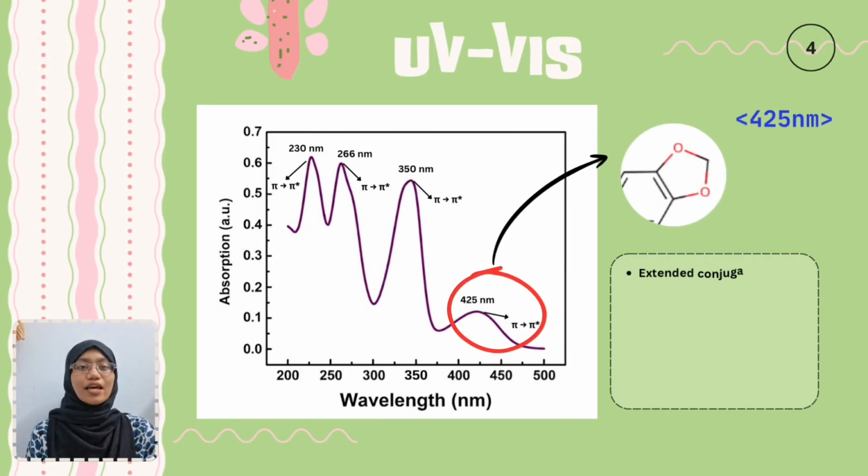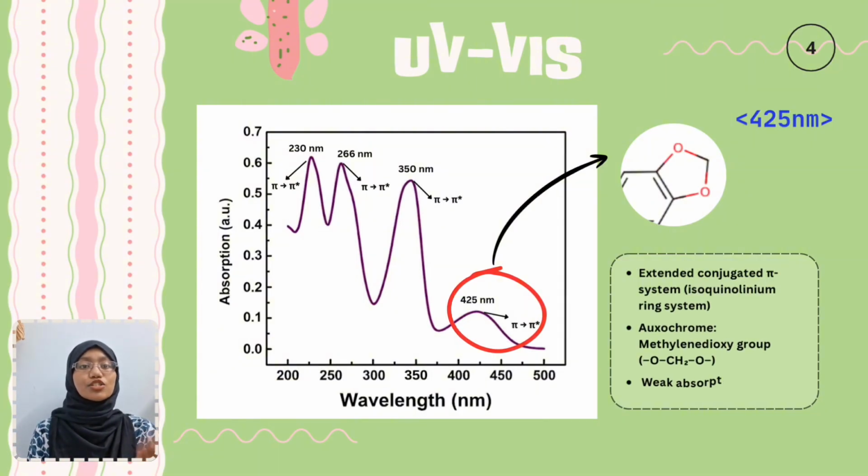Finally, we reach the absorption peak at 425 nm. As you can see, this is a weak absorption peak with a much lower intensity compared to the earlier transitions. This peak is associated with the extended conjugated pi system of the protoberberine ring. A key factor here is the methylenedioxy group, which is OCH2O, which acts as an auxochrome.